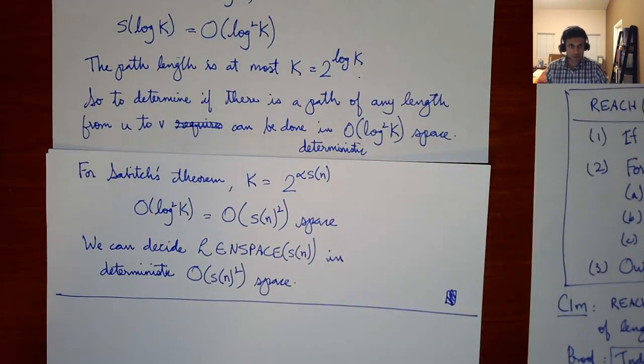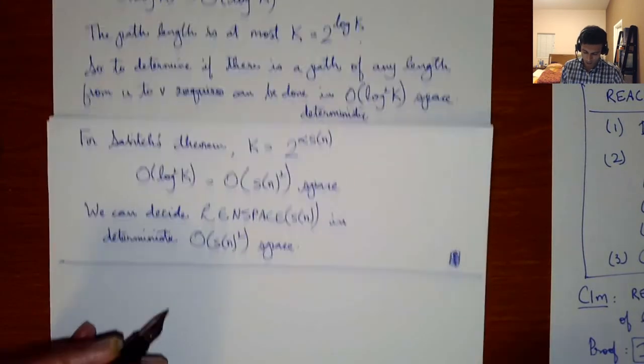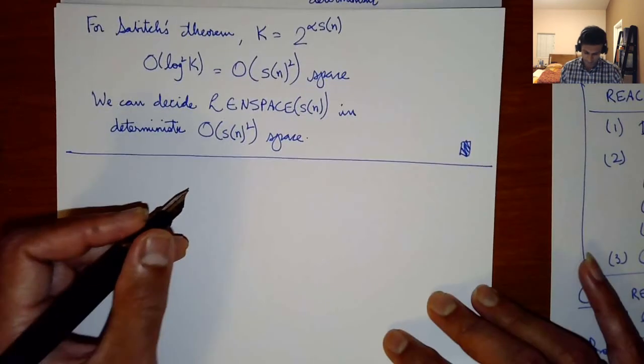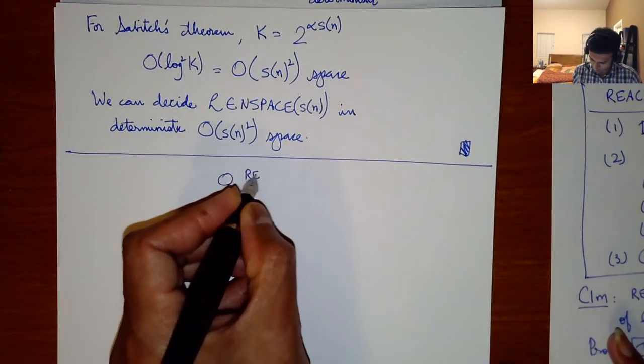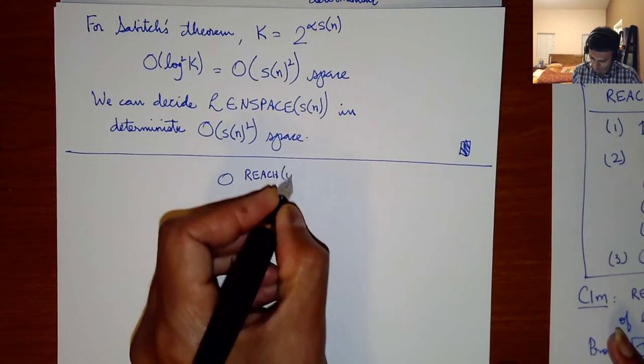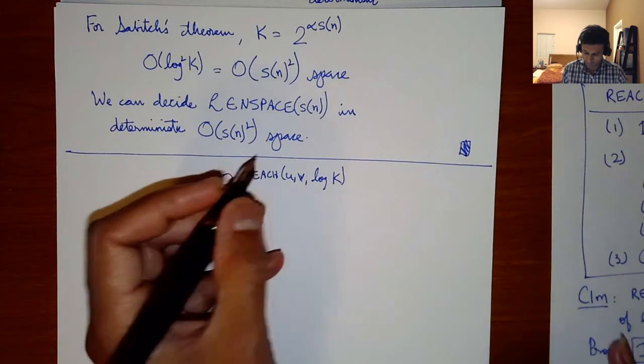But the question about the size, the running time, is a very valid one. So let's talk about that. If you look at, let's just say, Reach(u, v, log k), because that's where it starts at the beginning.